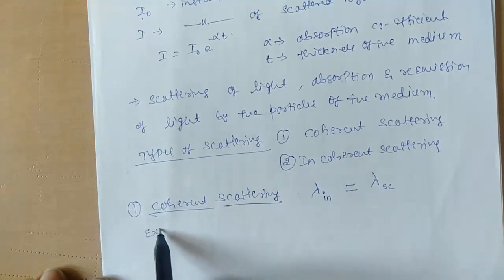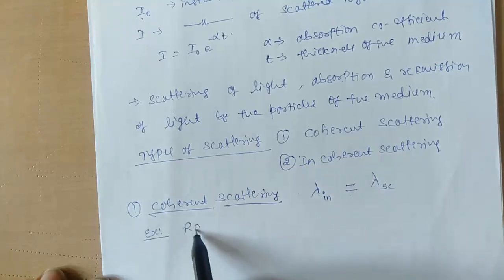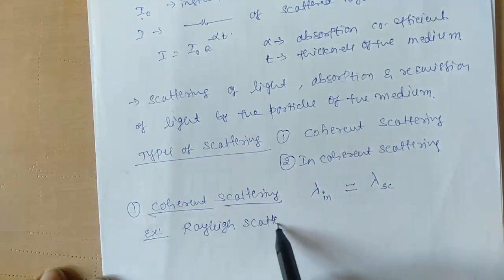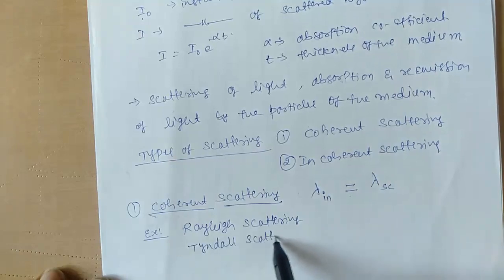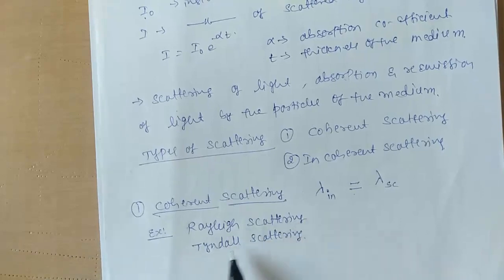So an example for coherent scattering is Rayleigh scattering and the second one is Tyndall scattering. So the examples for coherent scattering, one is Rayleigh scattering and the other is Tyndall scattering.